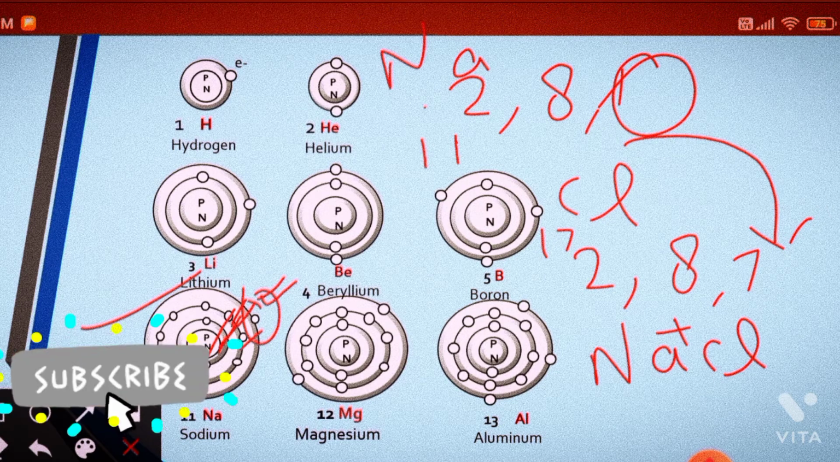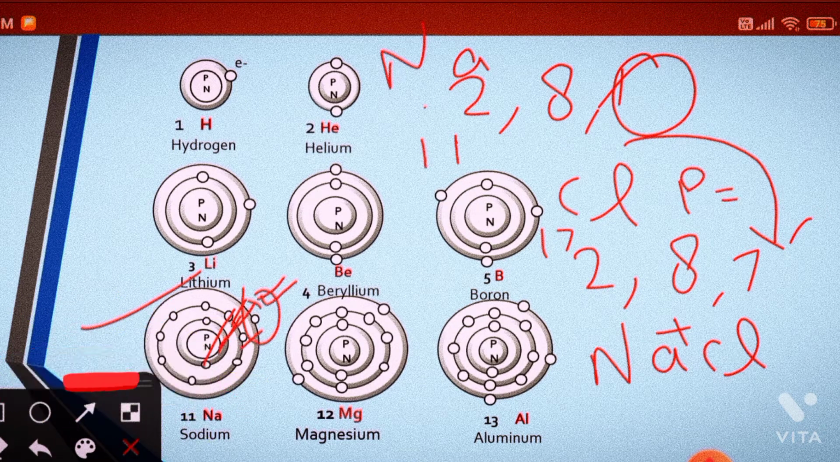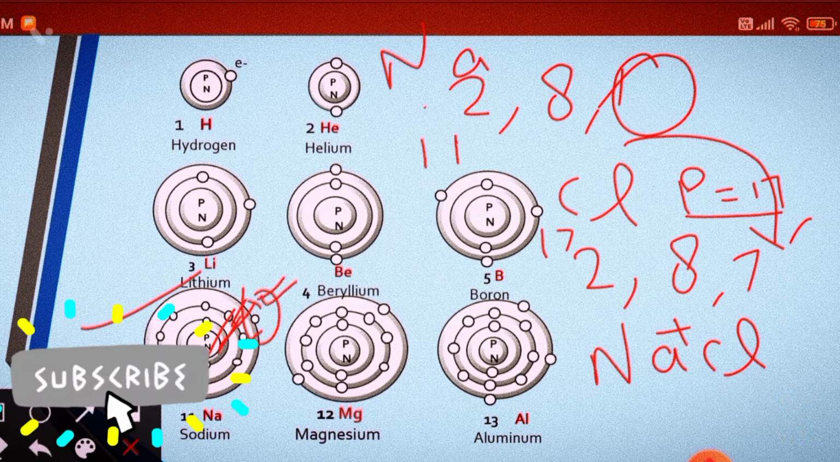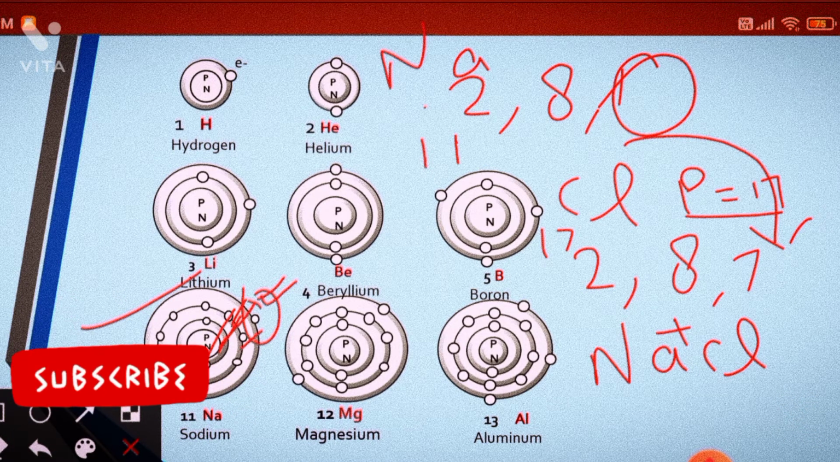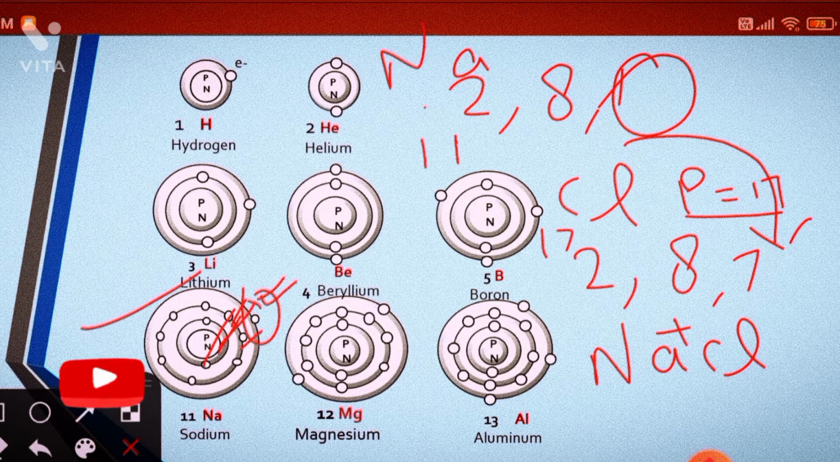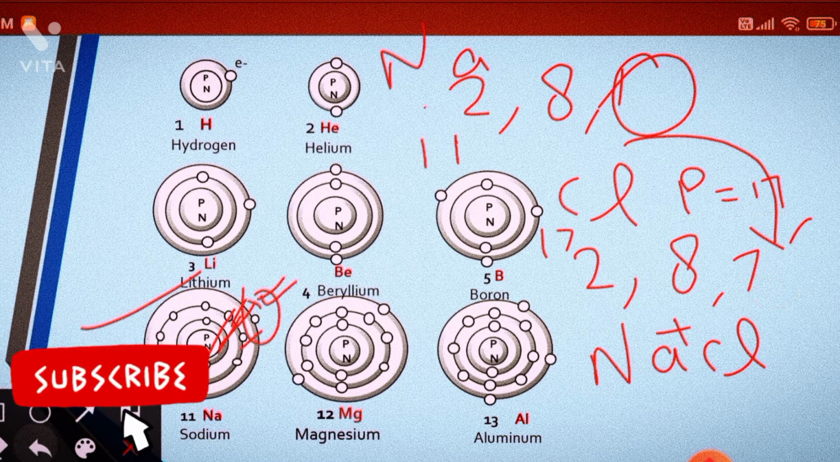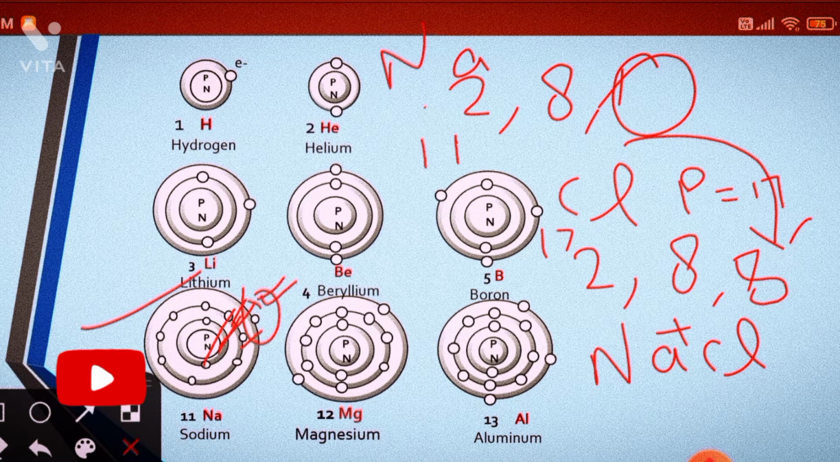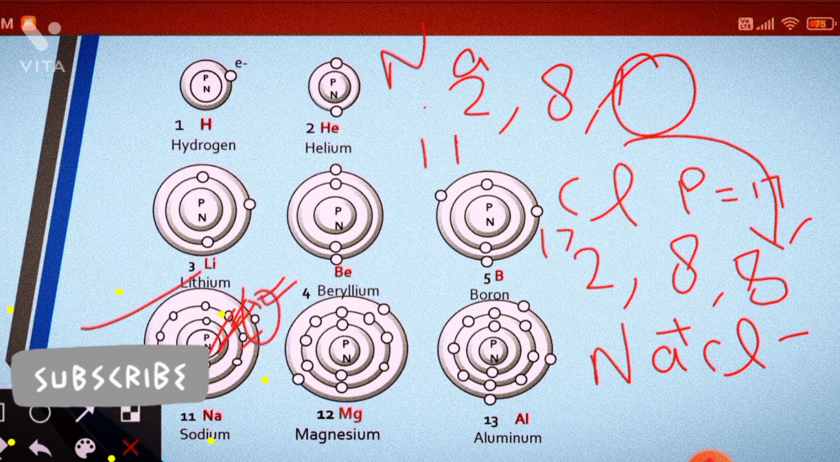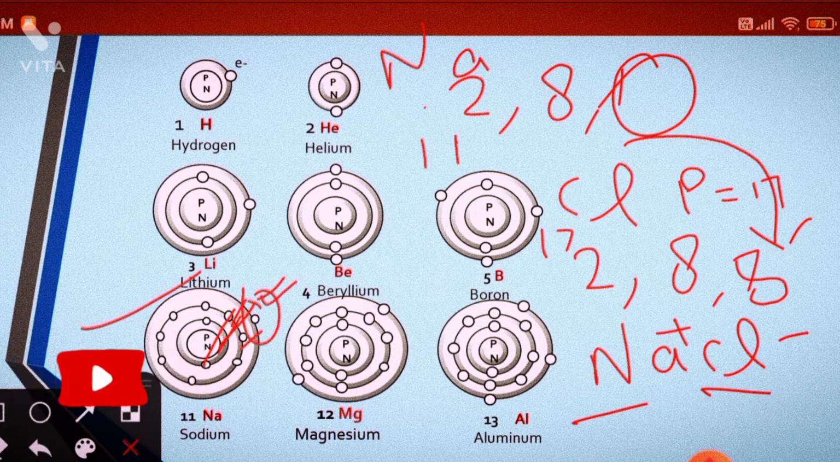Same case in chlorine, how many protons? Protons will be 17 only, but electrons become 18. Why do electrons become 18? Because it has taken 1 electron from the sodium. Okay, so now negative charges are more, so it has become a negatively charged particle.